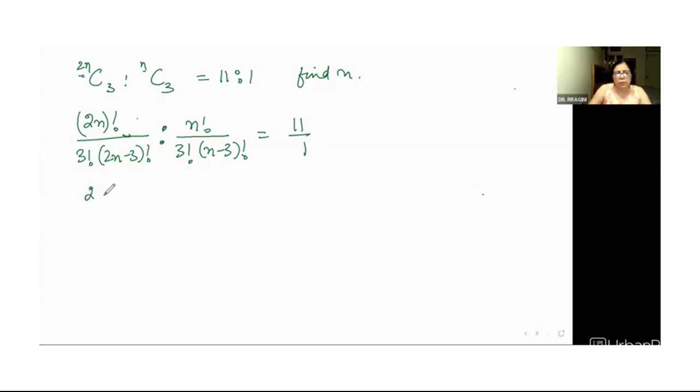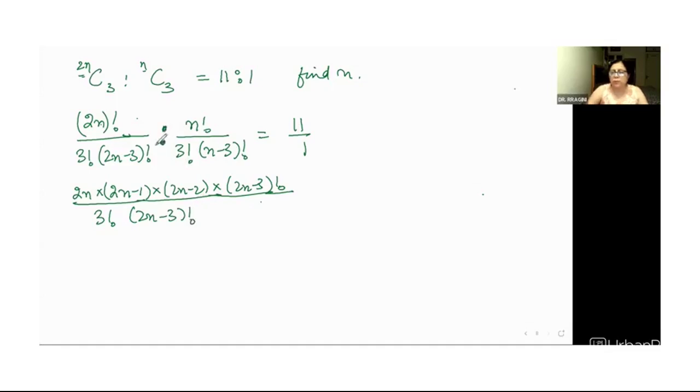Now let me do this. 2n factorial. See, in the numerator and denominator you have some relation. So 2n is a bigger number, so I can take out the larger numbers till I reach here. Like I can write 2n multiplied by 2n minus 1, multiplied by 2n minus 2. And finally it is 2n minus 3 factorial, which is there in the denominator, right? Okay, then this is 3 factorial, 2n minus 3 factorial.